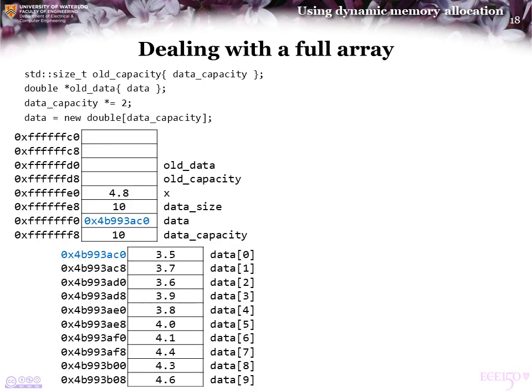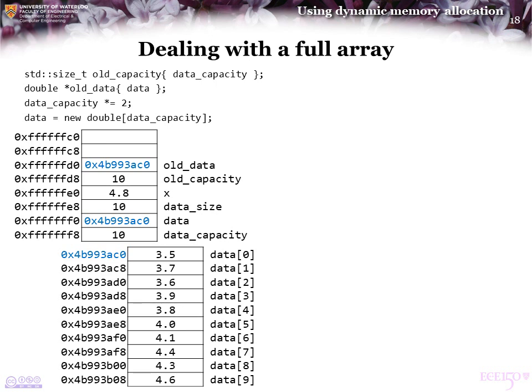Alright, let's execute these four statements that we see above. First of all, we have two new local variables that are declared. So sufficient memory is allocated on the stack for those two local variables. Old capacity is initialized with the value of data capacity, and old data is initialized with the address stored in data. So now both data and old data refer to the same location in memory.